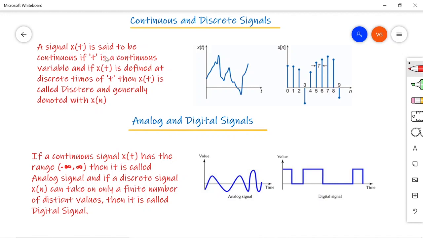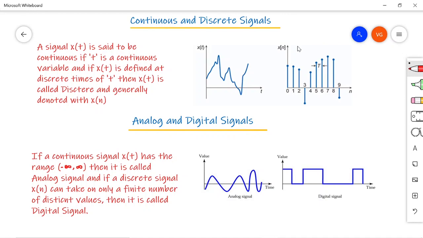A signal x of t is said to be continuous if t is a continuous variable, and if x of t is defined at only discrete instants of time, then x of t is called a discrete time signal. Generally, a discrete time signal is represented with x of n.